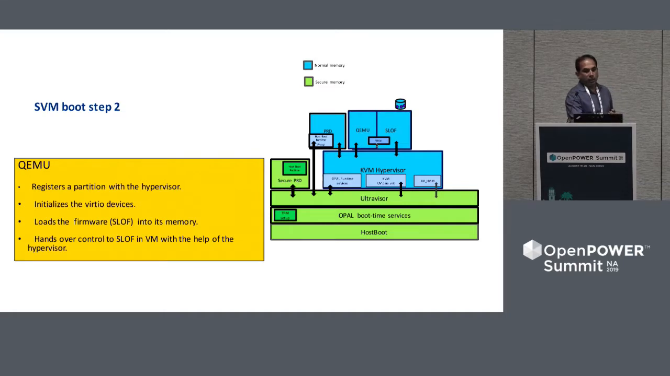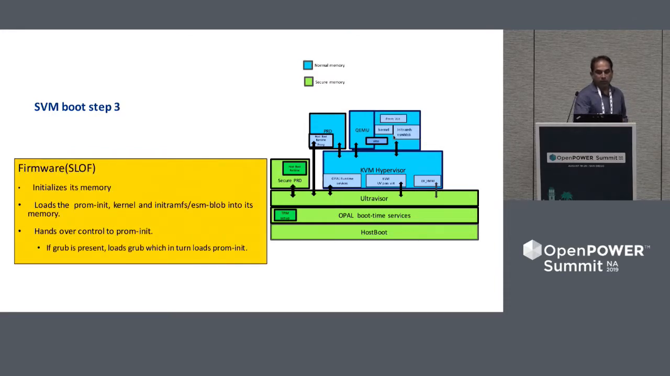So QEMU starts, it registers its partition with the hypervisor, initializes the VirtIO devices, loads SLOF into its memory, and hands over the control to SLOF with the help of the hypervisor. So when the control goes back to SLOF, it would be running in a virtual machine mode. That is the supervisor mode in this case. So SLOF has got control.